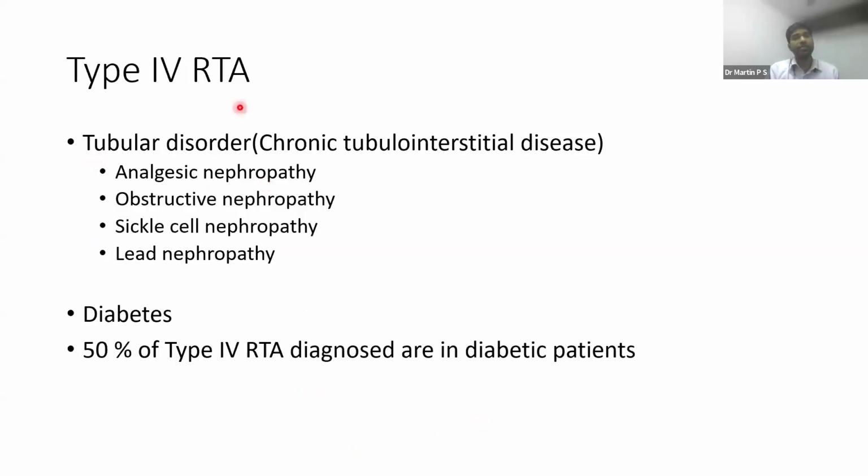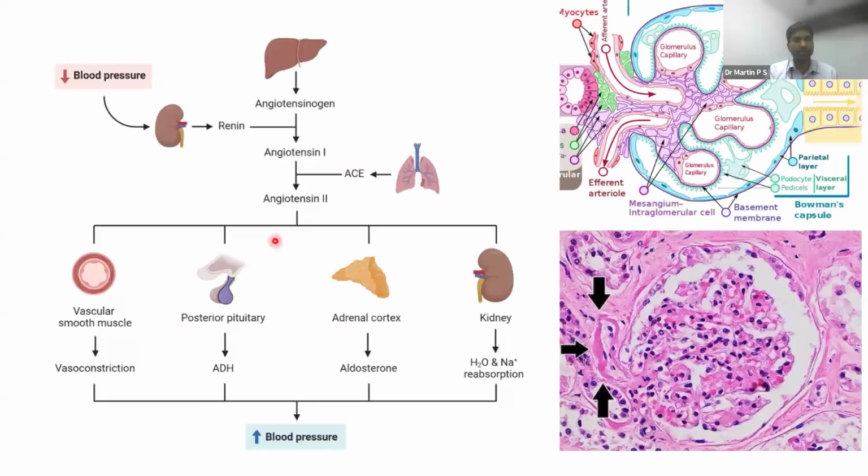So, as the name itself suggests, type 4 renal tubular acidosis, we assume that it's a tubular disorder, especially seen in patients with chronic tubulointerstitial diseases like analgesic nephropathy, obstructive nephropathy, sickle cell. But no, in spite of being a glomerular disease primarily, diabetes is the most common cause of type 4 RTA. And 50% of the patients who are diagnosed with type 4 RTA are actually diabetic patients. So you can see that diabetes as a cause of type 4 RTA is very prominent, though we think that it is rare. So before going into that, we'll just go through the basics.